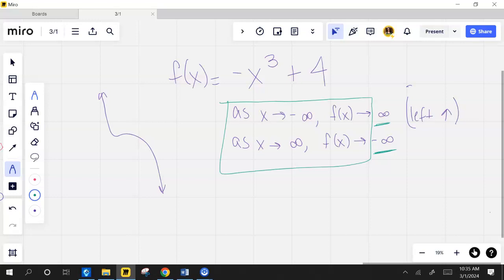What happens if it's like a dot? We will get to that.